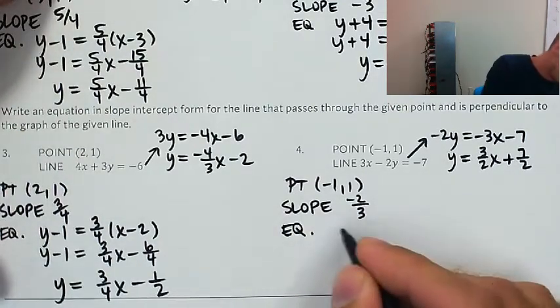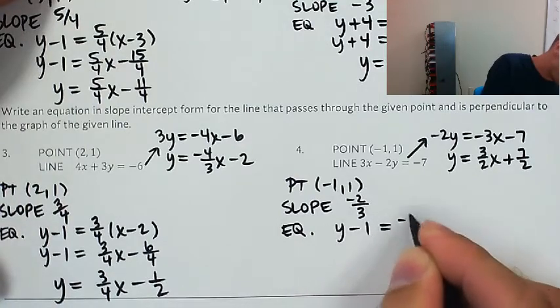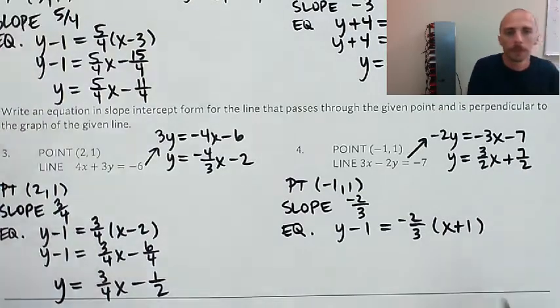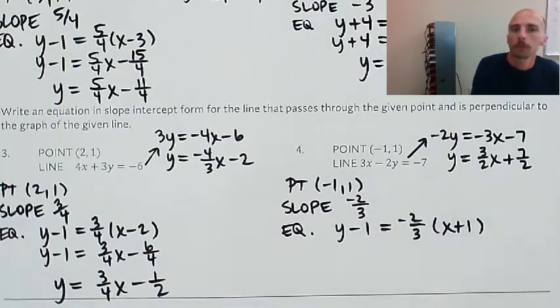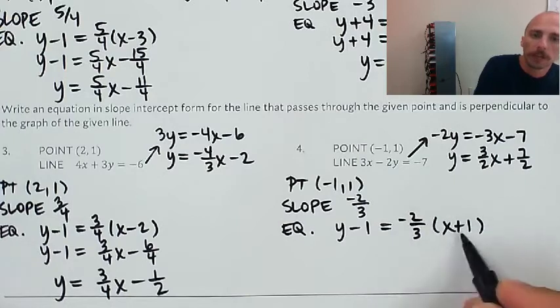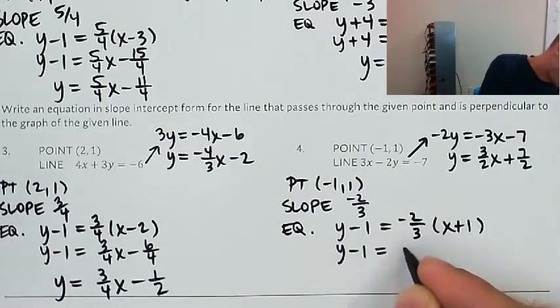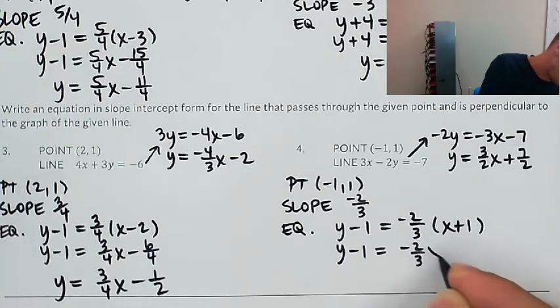Okay, so my equation is going to be y minus the y coordinate is the slope times x minus the x coordinate. Since it was x minus negative 1, I just said x plus 1. And then I'm going to distribute the negative 2/3, just like I've done in the previous 3 examples.